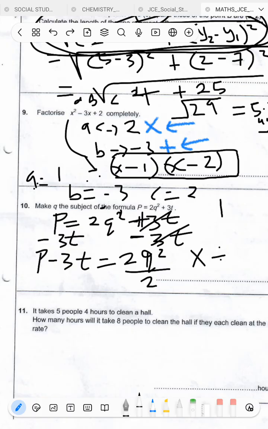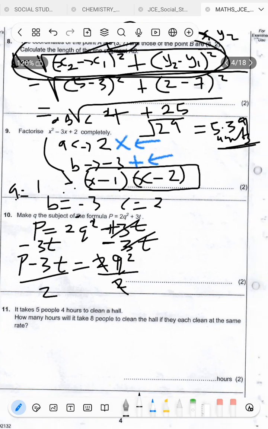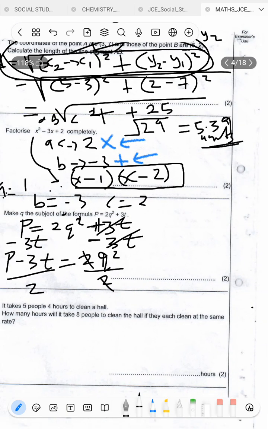Divided by 2 both sides. Then p minus 3t over 2 is equal to q squared. Now we have to get rid of the squared there, or q raised to the power 2.